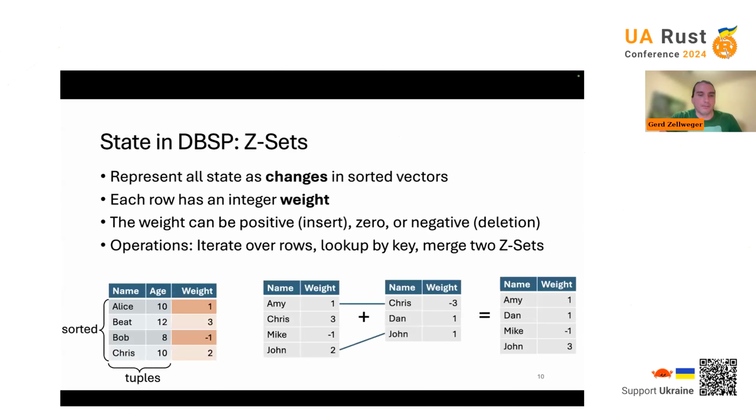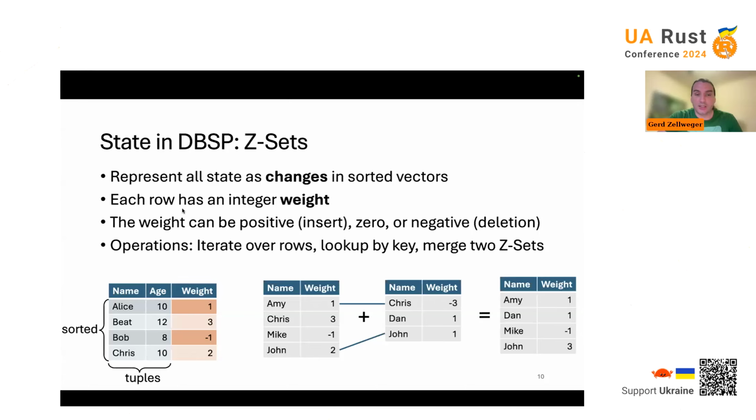Okay, so let me explain a little bit how we maintain this state in DBSP. The key here is we use something called a CSET. I talked in the very beginning about how, when we want to do incremental computation in databases, we need to be able to represent changes to a database. And CSETs are really just that. They represent the change that you're doing to a database.